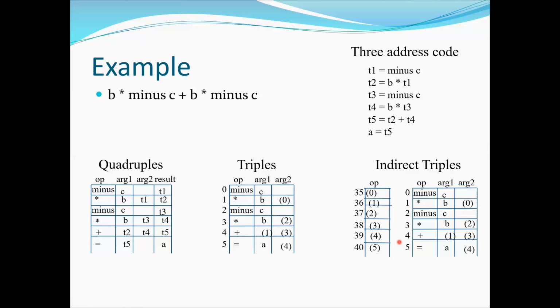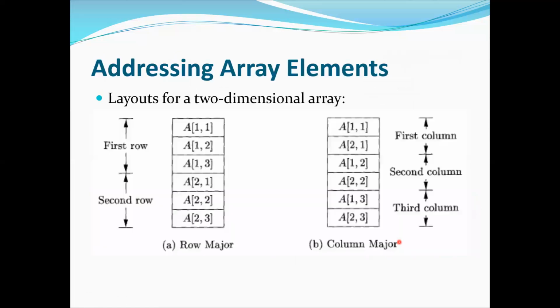Once again, I'm telling you, whatever we are generating in the syntax tree, that syntax tree has to be written in the form of three address code. For any statement, we can write it as three address code. After the three address code, we can express that in any one of the data structures: triples, quadruples, or indirect triples, depending upon our usage. Now the next thing is how we are addressing the array elements.